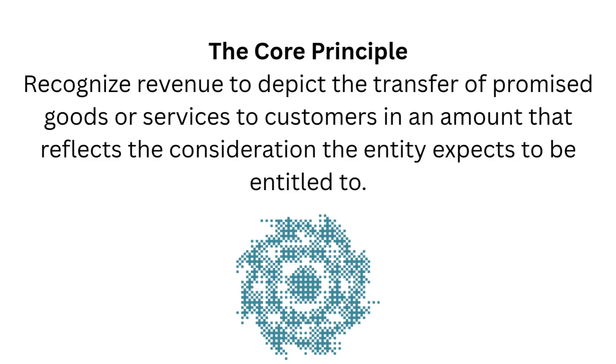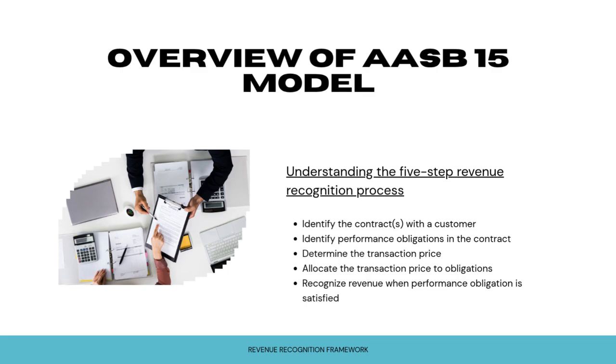At its heart, AASB 15 is all about recognizing revenue when a company transfers goods or services to a customer in an amount that reflects the consideration the company expects to be entitled to in exchange for those goods or services. Sounds simple enough, right? Well, let's break down the key steps involved.